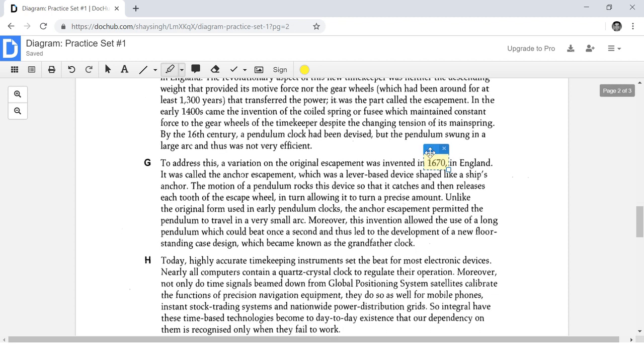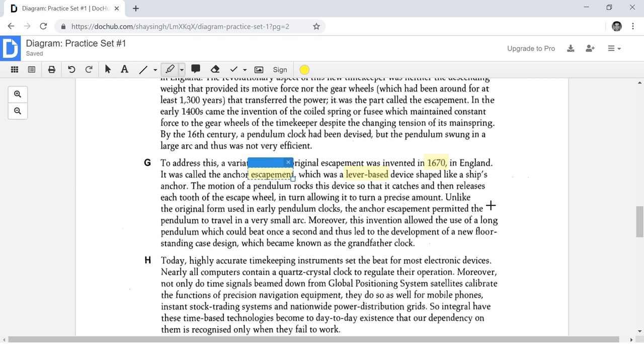So now that we have located this keyword, I also want to look for our other keyword, lever-based. So I'm only looking for this other keyword after locating my main keyword or my easy keyword. So here I see lever-based. I remember that I mentioned escapement in one of the questions. Let's see what else.